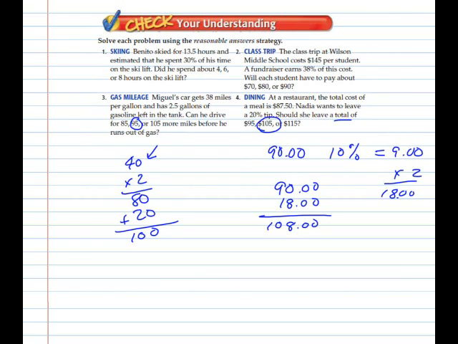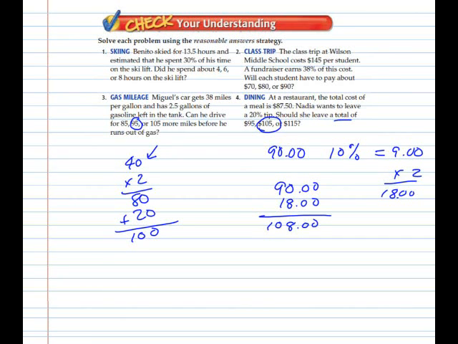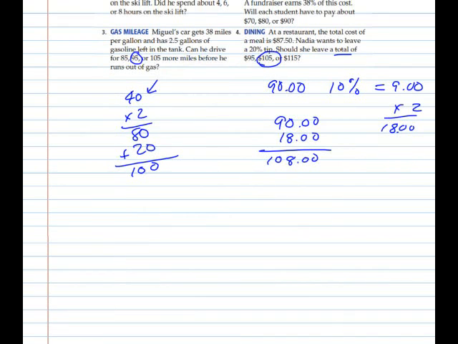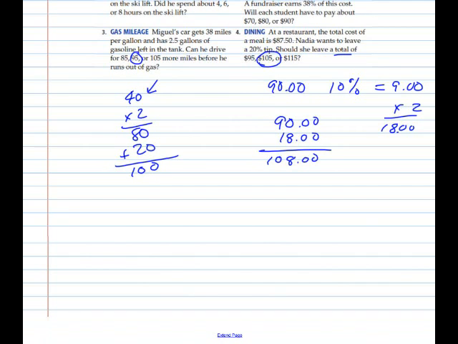We're thinking about 105. 108 is a little bit of an overestimate. 115 would be too much.